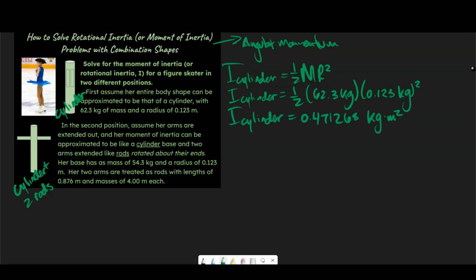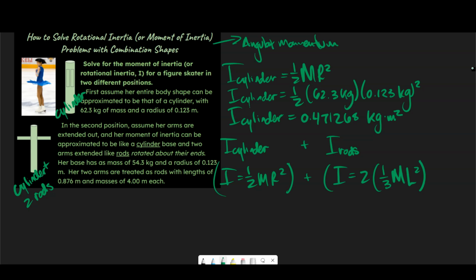Alright, and so if you take a look at this, we've got an I value for her as a cylinder, this value right here. Now, if we're going to do this for the second scenario, it's more complex. So we have to treat her body as a cylinder and her arms as two rods. And notice because there are two of these arms, we're going to go ahead and multiply that 2 in. So we'll treat that fraction as if it's a 2/3 fraction here. And we're ready to go ahead and plug in some numbers.